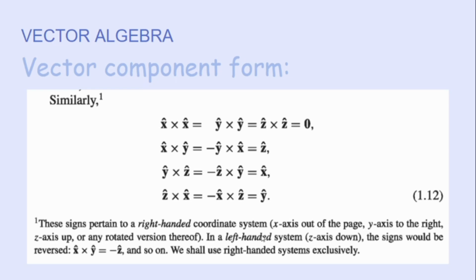Now we will see that if we take the cross product of like unit vectors, we will have 0 as the answer. But if we take unlike unit vectors for cross product, we will have z as the answer if we take x and y for cross products. And we can have negative z here if we take the left-handed system for the Cartesian coordinates. This is the component form of vectors.